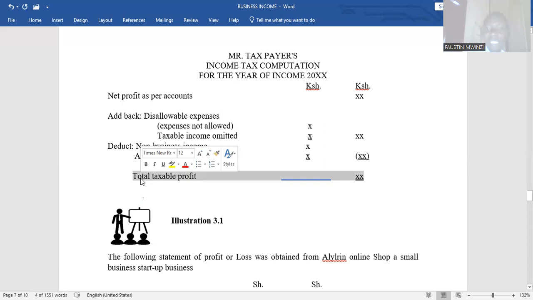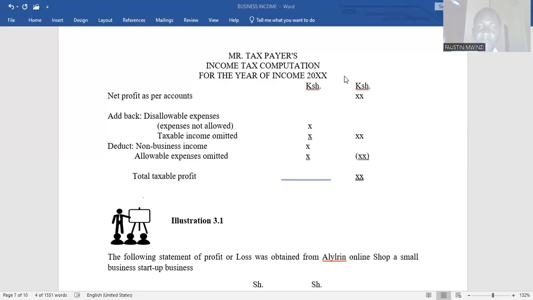You'll arrive at the taxable what? Profit. Now, how to deal with the taxable profit? It will depend on the nature of your operations. Are you a sole proprietorship? Are you a company? Are you a partnership? When you arrive at this figure, then that will kick in.